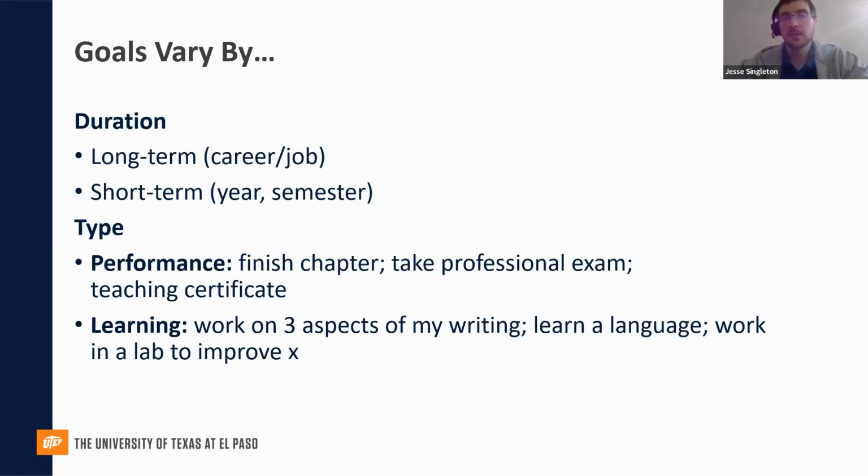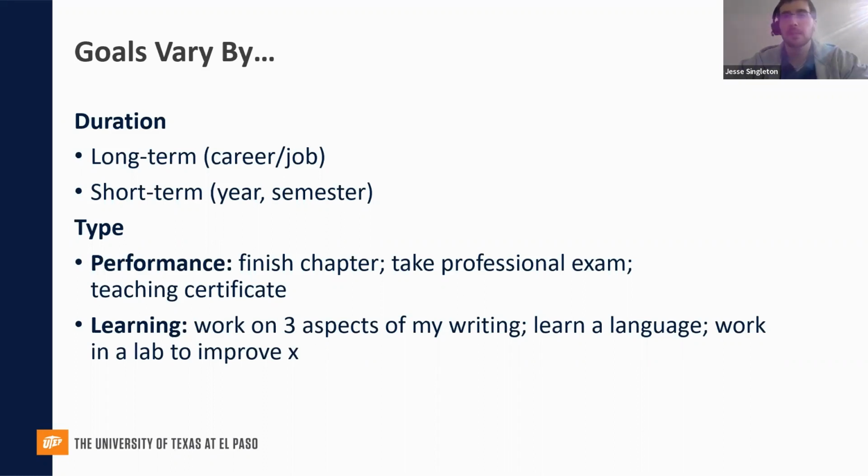Within those goals, there are a couple types that you can have. And so you may have things that are performance goals. And so you want to finish a chapter on your dissertation, taking a professional exam, completing a teaching certificate, submitting a paper or a poster for a conference presentation, finishing something for publication, your performance goals that you want to achieve. The other type would be your learning goals.